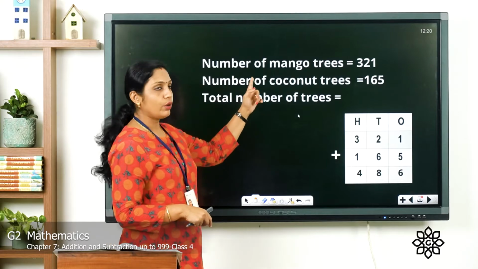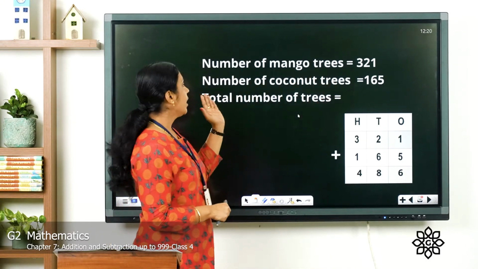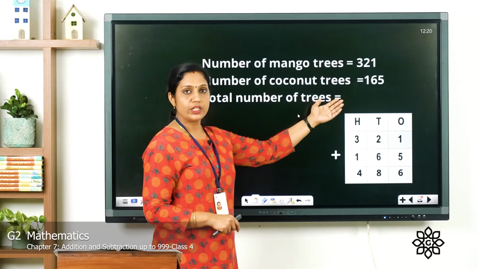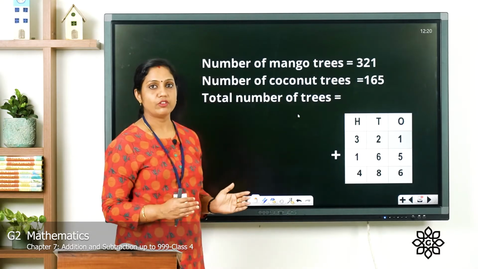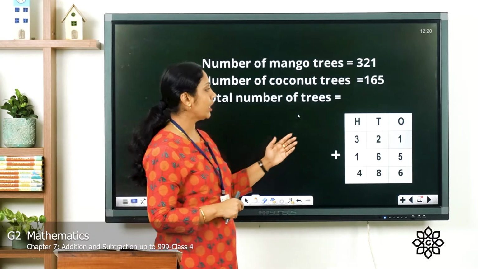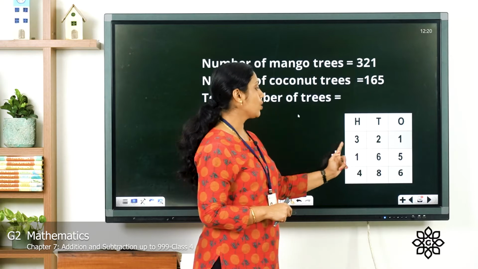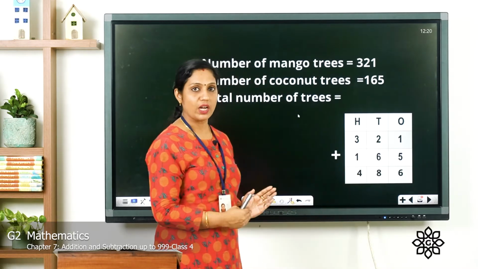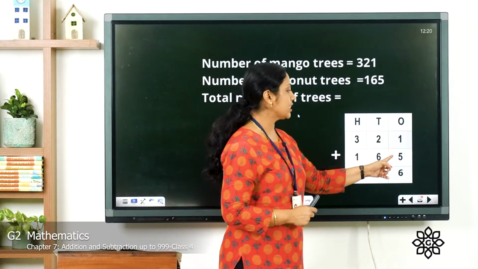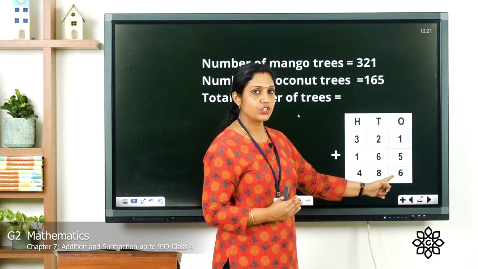Number of mango trees is equal to 321. Number of coconut trees is equal to 165. Total number of trees we have to add and find out. So we have written here 321 plus 165. First we'll add the numbers in the ones position. We have 1 plus 5. 1 plus 5 is 6. So write down that in the ones position.